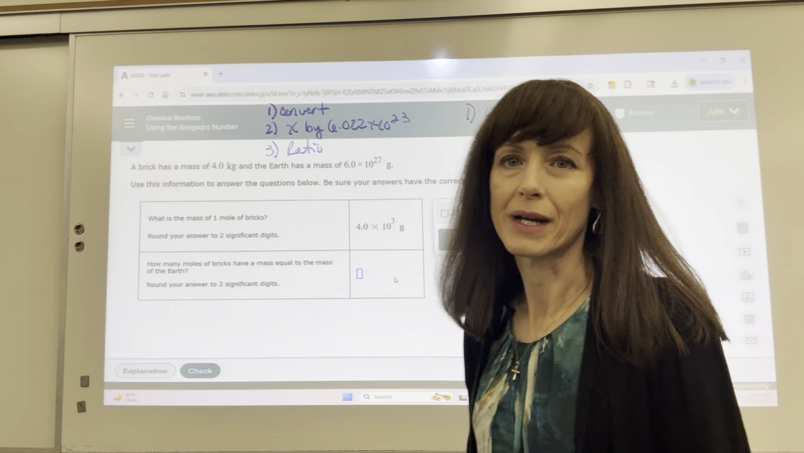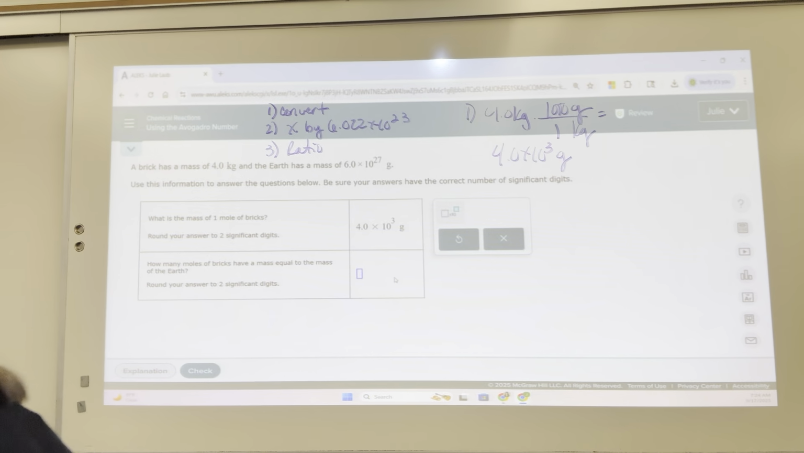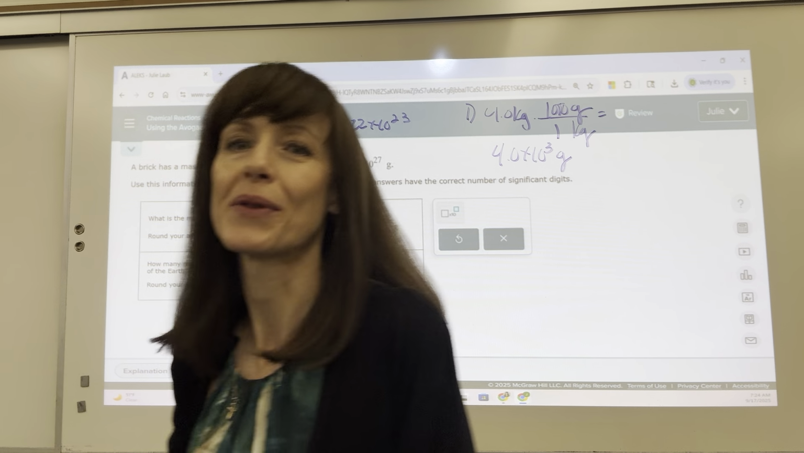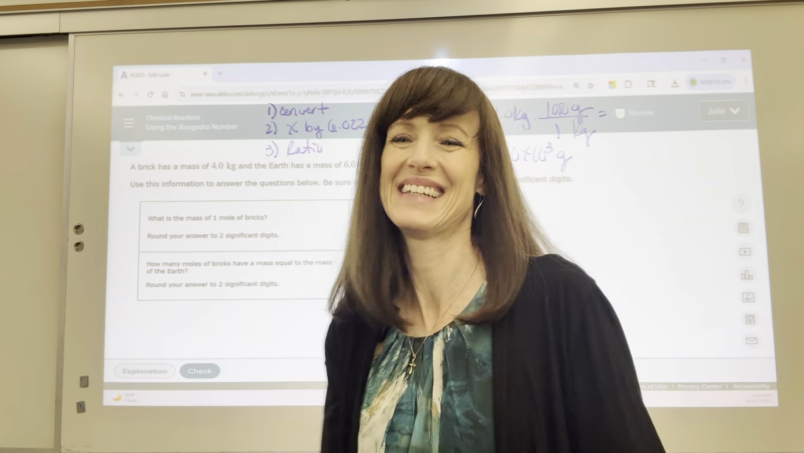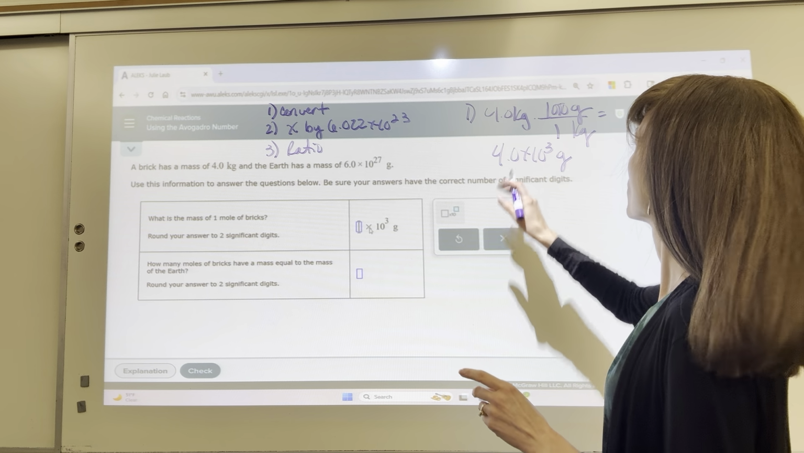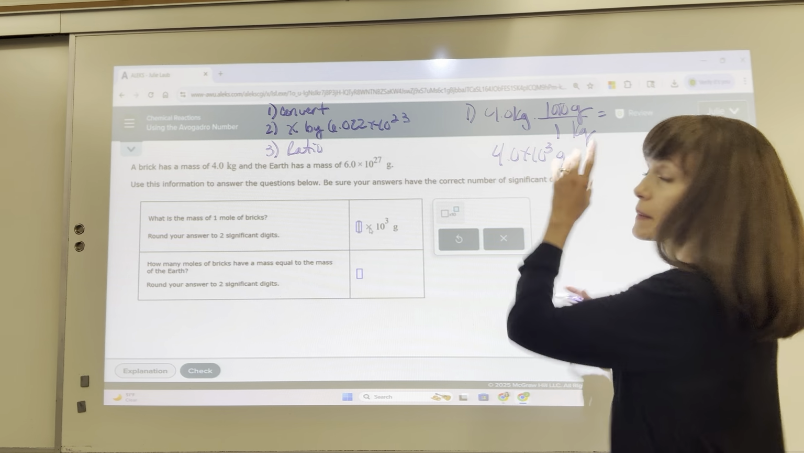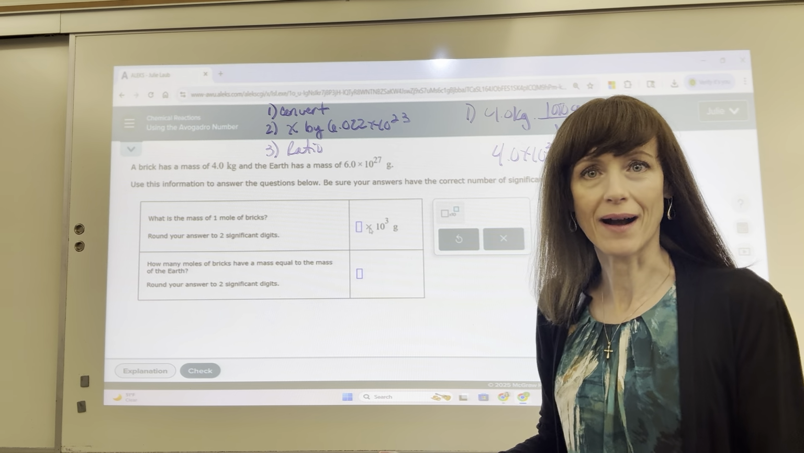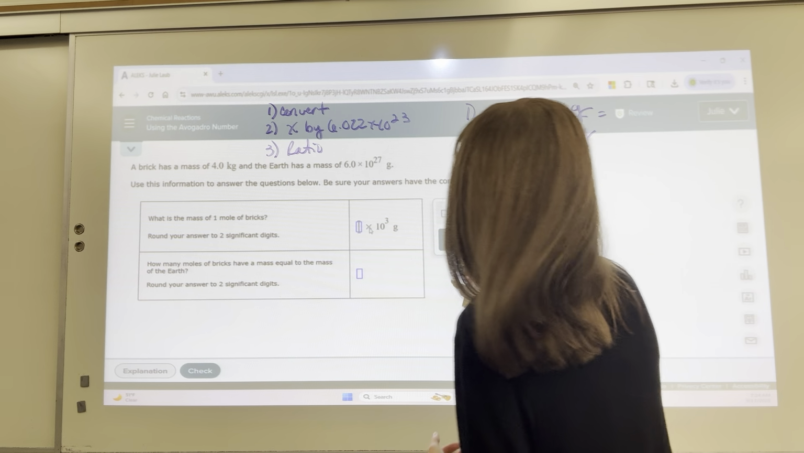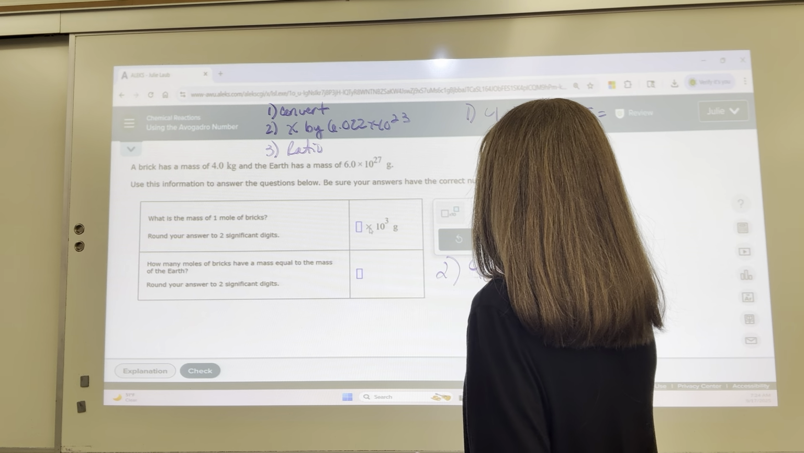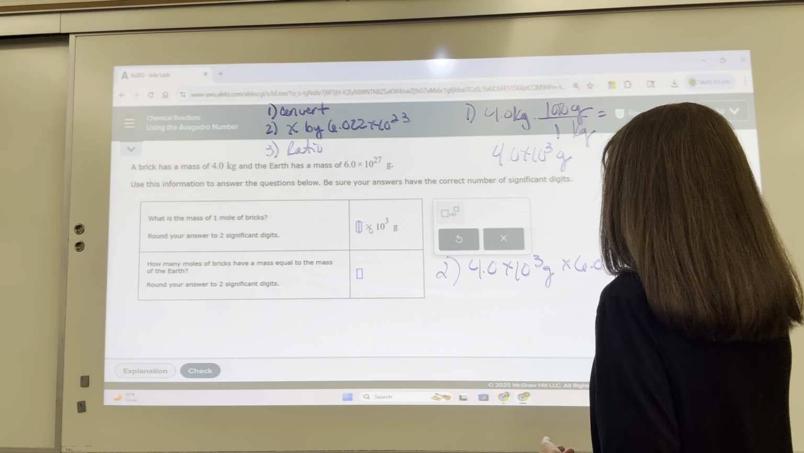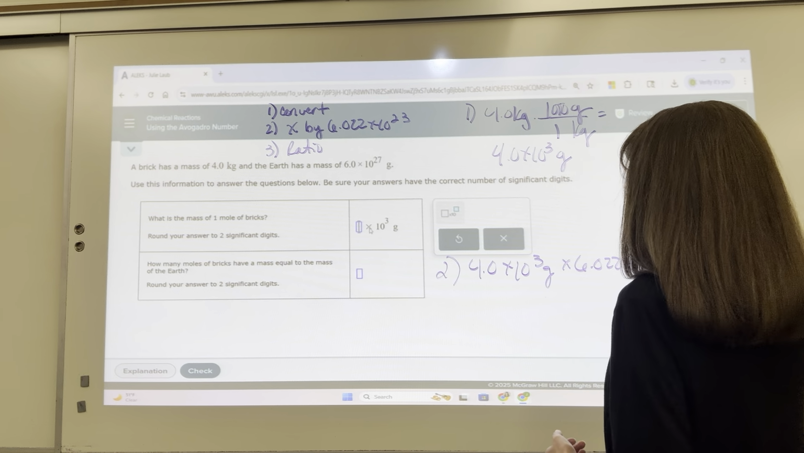Now, so sorry, I jumped the gun here. Let's take that out. It doesn't want to know the mass of 1 brick in grams. It wants to know the mass of a mole of bricks. So we did step 1, we did the conversion. Now step 2, we are going to take the mass of 1 brick and multiply it by Avogadro's number. That will give us the mass of a mole of bricks. So step 2, let's take 4.0 times 10 to the 3 grams times 6.022 times 10 to the 23.